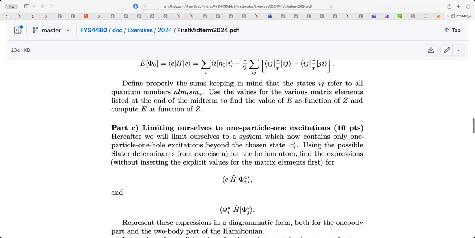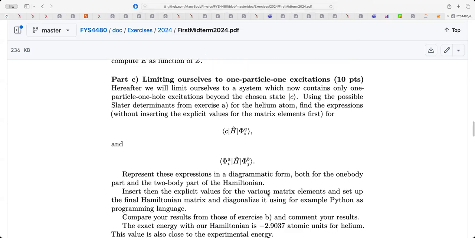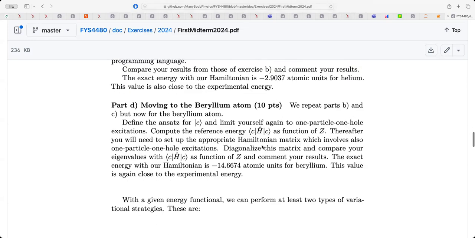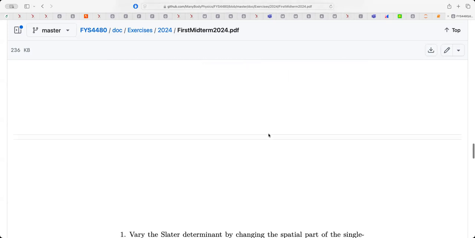And then the next one is that we simply look at one particle, one hole excitations. You're going to count the one particle, one hole excitations, and we want you to calculate these matrix elements. So in a sense, it's just repeating what we've done. And then you can set up the Hamiltonian matrix, which now includes only one particle, one hole excitations and the ground state. And for helium, I think this is a 6x6 matrix, and then you diagonalize. So you need these matrix elements, and then you repeat the same with beryllium. You will have a little bit larger matrix, but it's still doable.